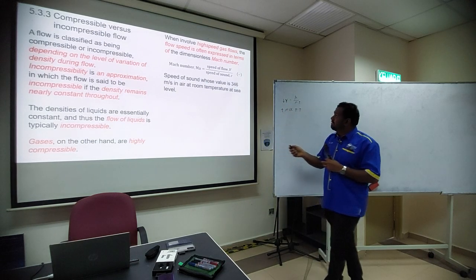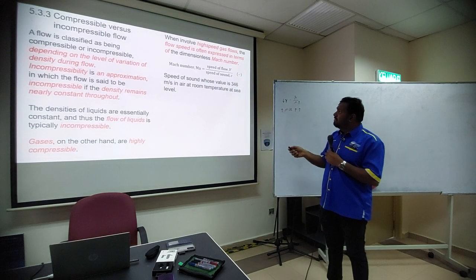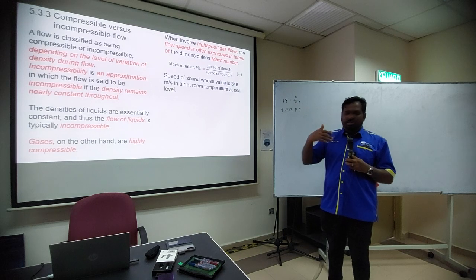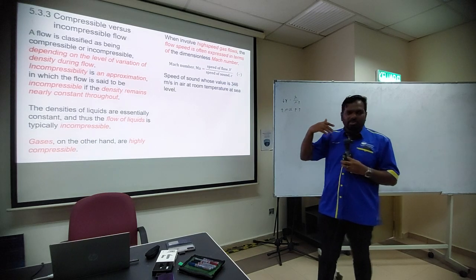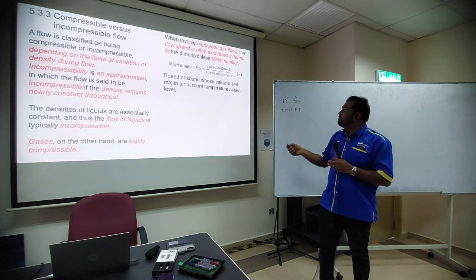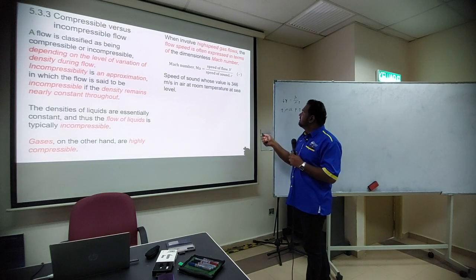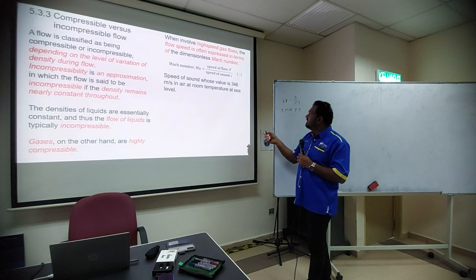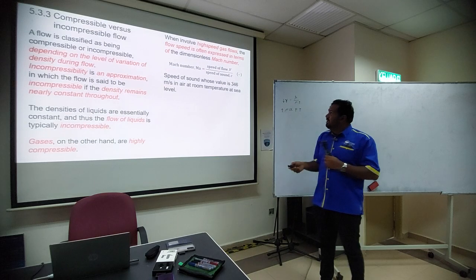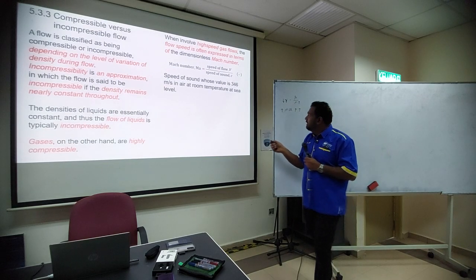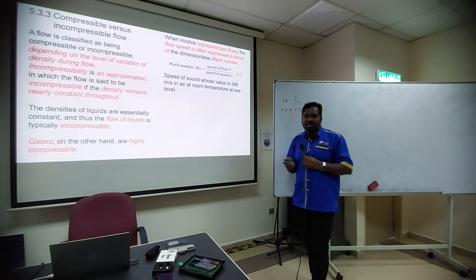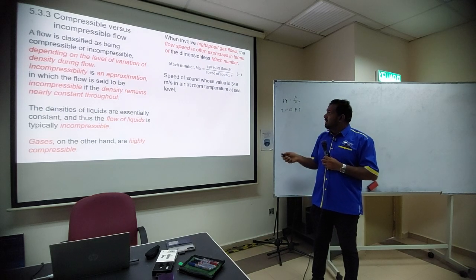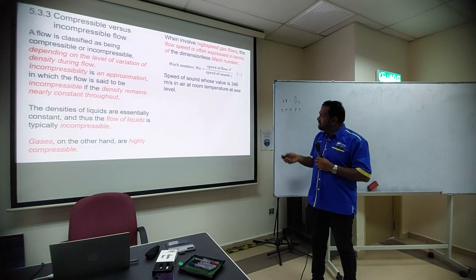Okay, so what is this Mach? The Mach number, which we write as Ma, is the speed of flow, the speed at which the vehicle or the fluid is flowing, divided by the speed of sound. Okay, the speed of sound we always write as a small c. The speed of sound we know is 346 meters per second at room temperature.